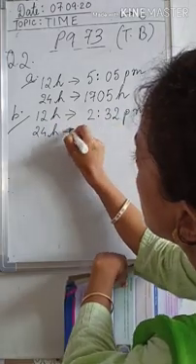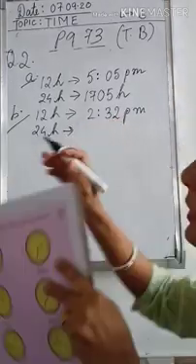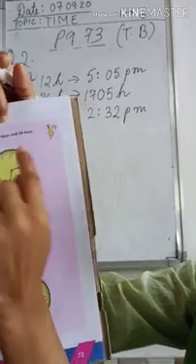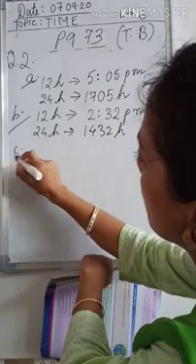And in 24 hour, the minute part will remain the same. So what will happen to the hour part? 2 o'clock means after 12, 13, 14. So 14:32 hours. Answer number C.